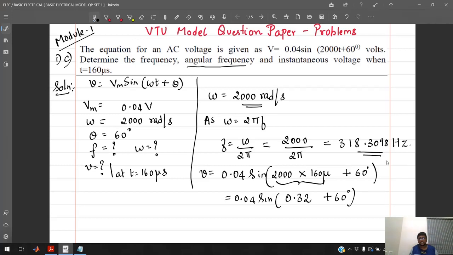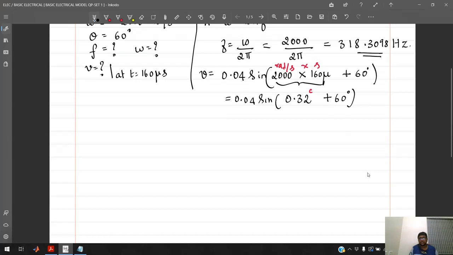Now, is 0.32 in degrees, radians or some other unit? 2000 is in radians per second and 160 micro is in seconds, so when you multiply, the seconds cancel out and you get the answer in radians. So it is 0.32 radians plus 60 degrees. First, your job is to convert radians to degrees. How do you convert? We know that pi radians is equal to 180 degrees. So if 0.32 radians is there, what is it in degrees?